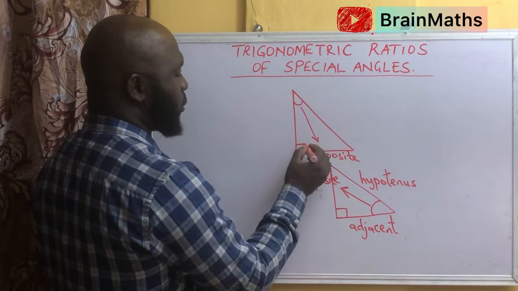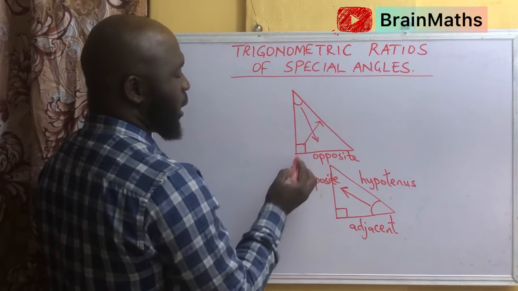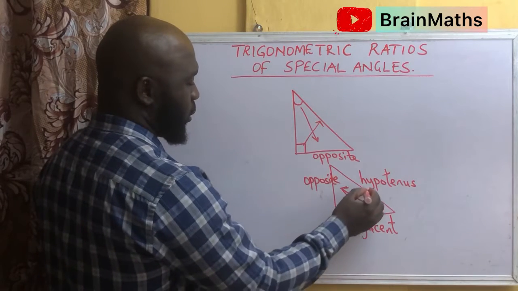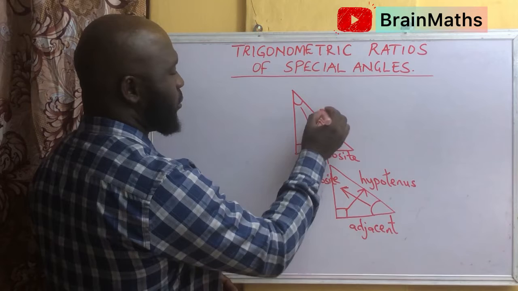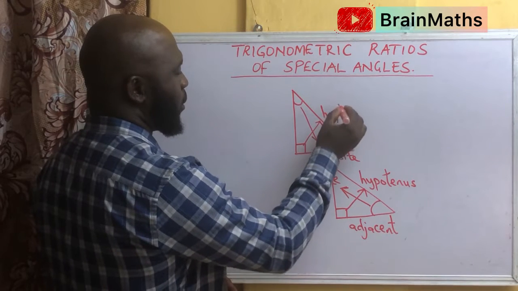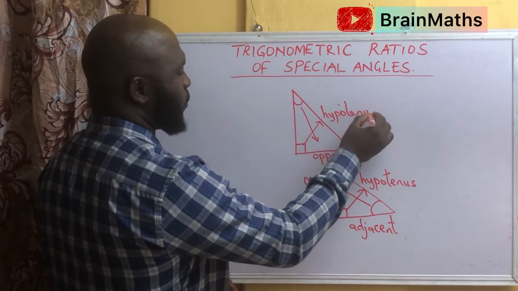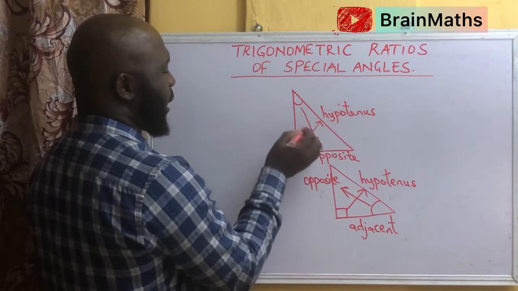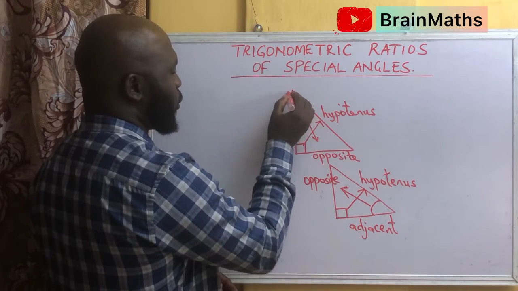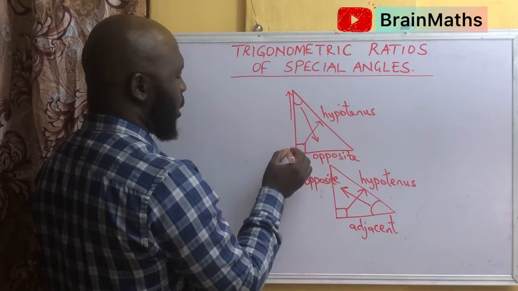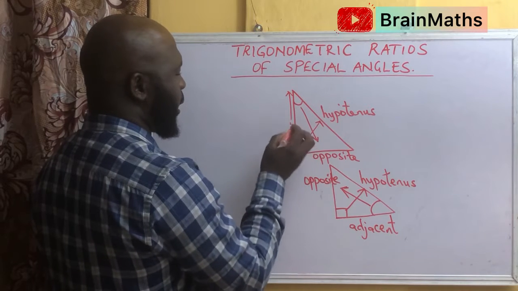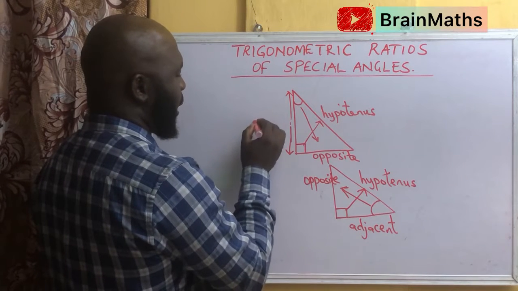There is no doubt this is our hypotenuse. The hypotenuse is also the side facing the right angle. While this side that is in between these two angles is regarded as the adjacent.